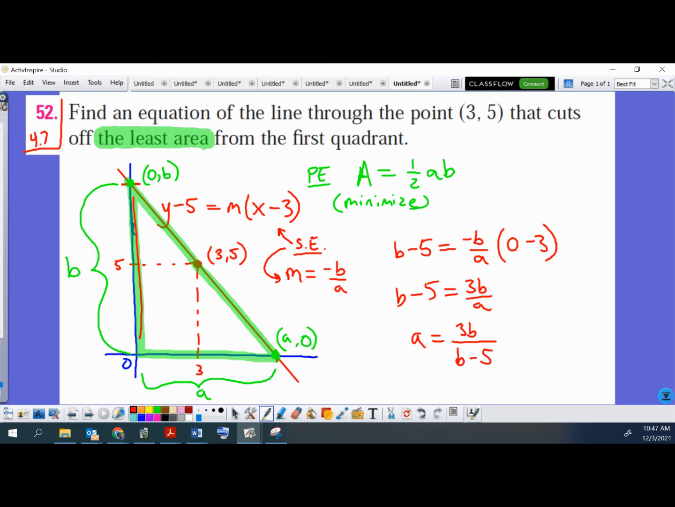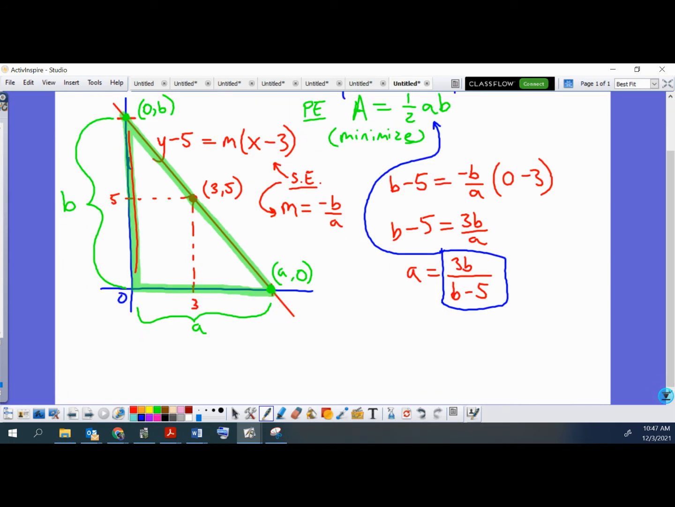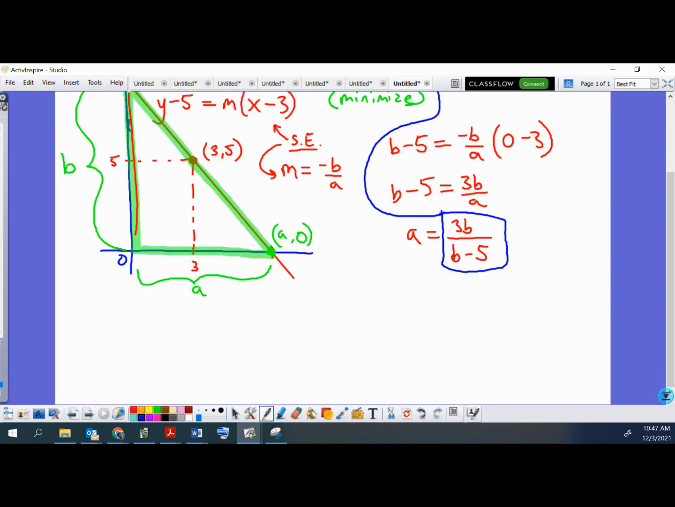And that means I can now substitute 3B over B minus 5 into my primary equation for A. And now I have the area of my triangle in terms of exactly one variable, in terms of B. And that means I can use a derivative and optimize. So I'm going to scroll down here a little bit, and we're going to write down our primary equation again, this time in one variable.